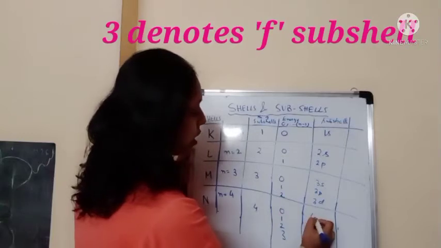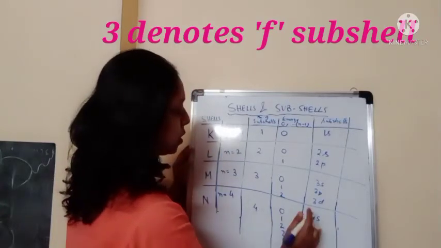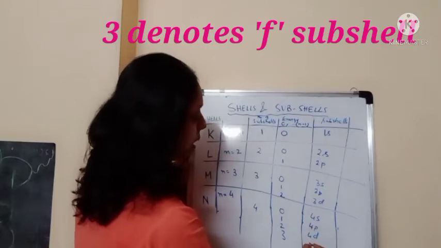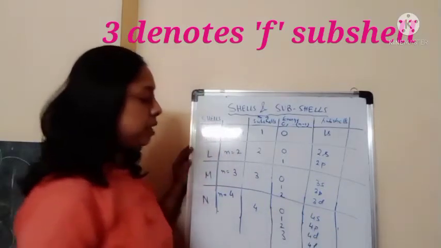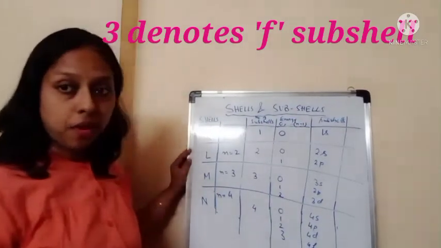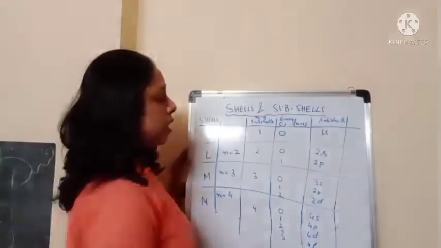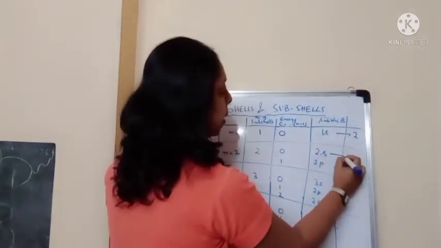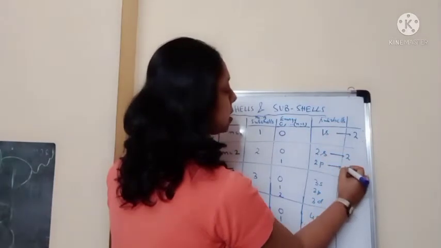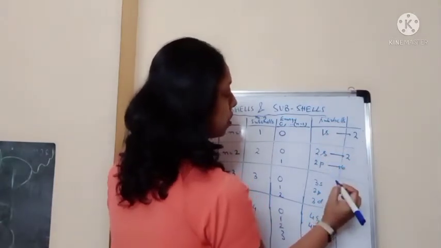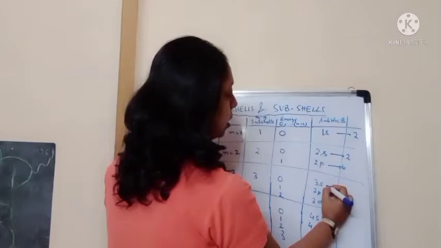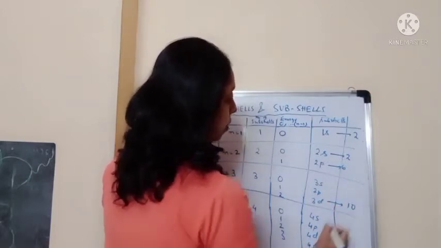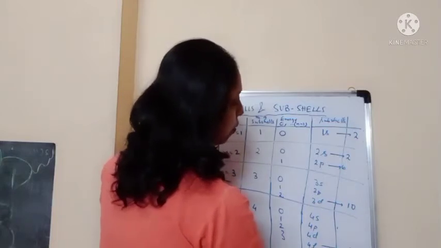Again, 0 is for the fourth s, so we have 4s, 4p, 4d and 4f. The 3 stands for the f orbital. Now an s orbital can hold a maximum of 2 electrons. P orbitals can hold 6 electrons, d orbitals can hold 10 electrons, and f orbitals can hold 14 electrons.